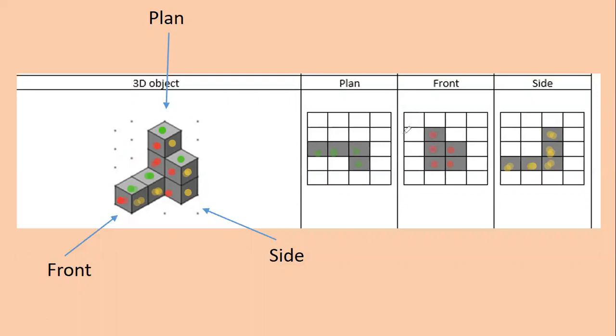So the plan, remember, is looking down from the top. The front today is always going to be looking in from the left hand side, and the side elevation is going to be looking in from the right hand side. Okay, so hopefully you're happy with what those 3 terms mean, and you can now have a go at the Google quiz that's attached to the task.